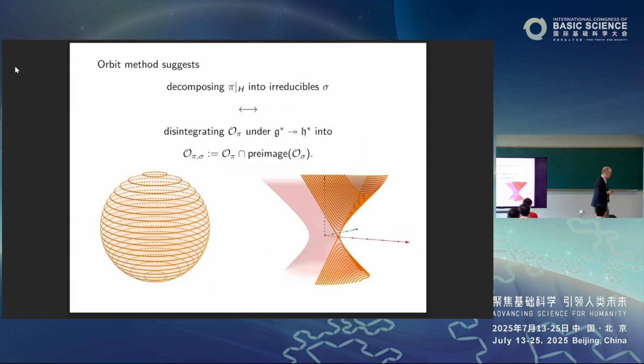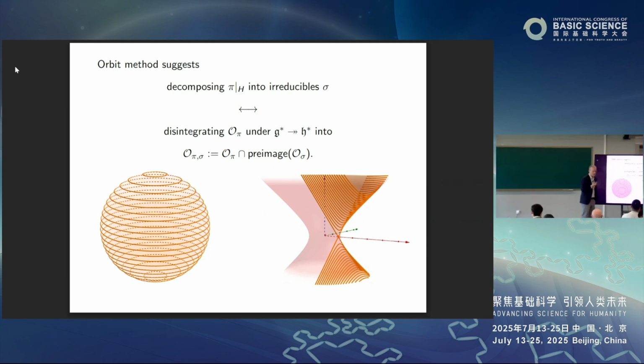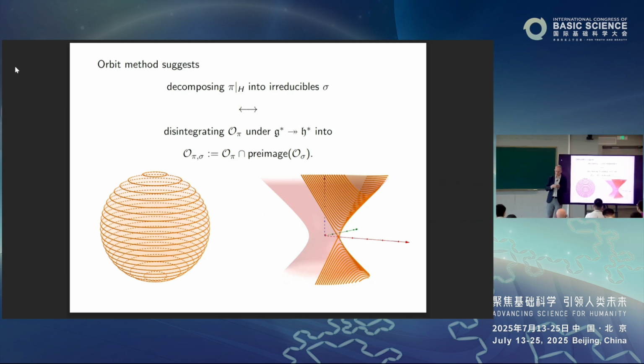So the idea comes from the orbit method, which, like I said at the beginning, suggests that if you want to understand natural operations on representations, those should correspond to natural operations on orbits. So if you take an orbit for the bigger group, G, and a corresponding representation, pi, it suggests that if you want to understand how that representation restricts to the subgroup H and then decomposes into irreducibles, this should have something to do with disintegrating its orbit under the projection map that you get on the dual Lie algebras induced by the inclusion of the smaller group into the bigger group.